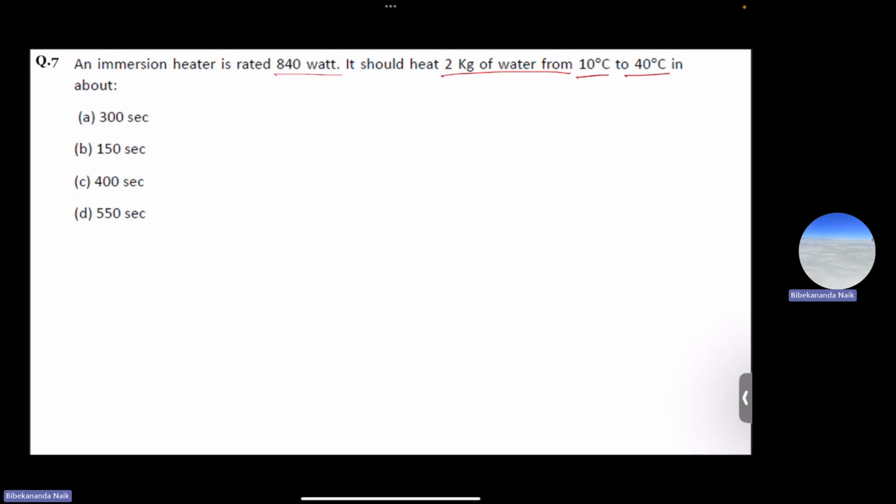So we will use the concept of Joule heating. The amount of heat required to increase the water temperature from 10 degrees Celsius to 40 degrees Celsius will be equal to the heat dissipated by the immersion heater, which is operating at 840 watt, and then we can calculate the amount of time required for that event. So I'll give a few minutes and I'll be back, and we will be solving the remaining problems, and we'll look for the correct answer.